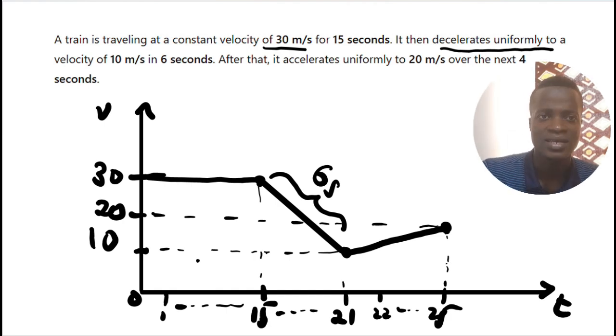You read that. In the next session, let's try to do some simple calculations on these graphs of motion. Now that we know how to plot the graph, let's learn how to also solve questions on them.